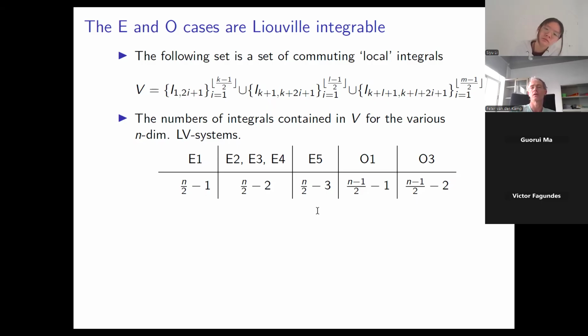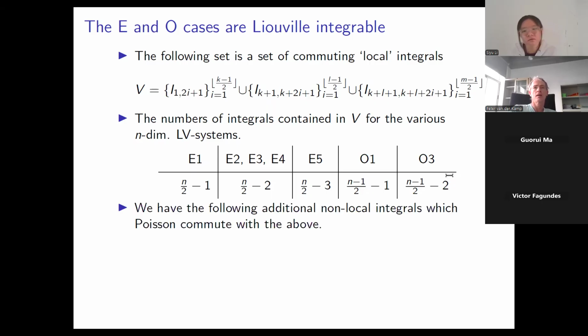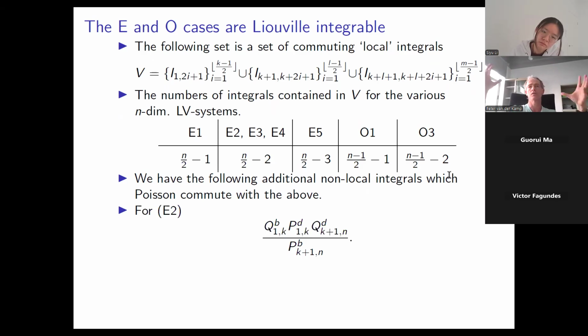For E5, we're missing 2 integrals. Here we have exactly the right number of integrals because we can add the Hamiltonian and we have a Casimir. So then we are right. In this case, we're missing 1 integral. And the integrals that are not of this form are kind of not local. They're not confined to one of these blocks. They depend on all of the variables that we have.